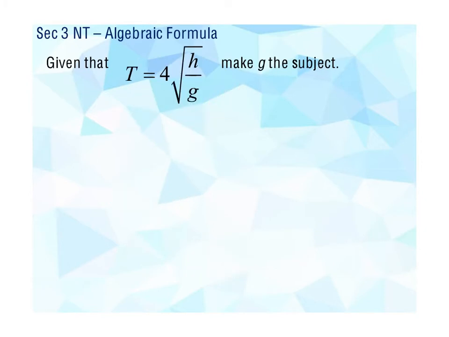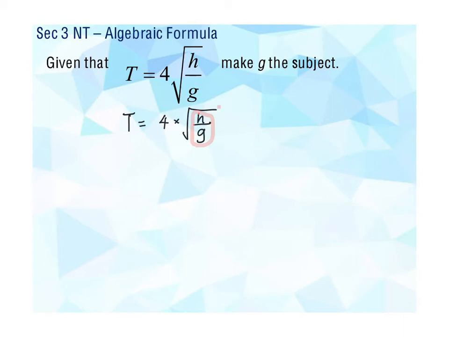Let's take a look at a slightly harder problem. Now this is, given that T equals 4 times square root H over G, make G the subject. Let's look at the relationship. This is T equals 4 times square root of H over G. Now what do we know? We know that G is the subject. G is now together with H, inside the square root.